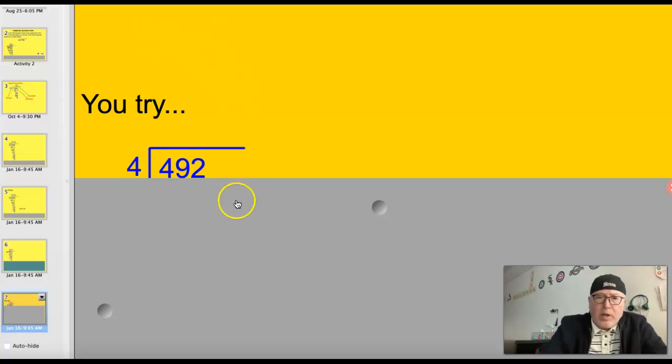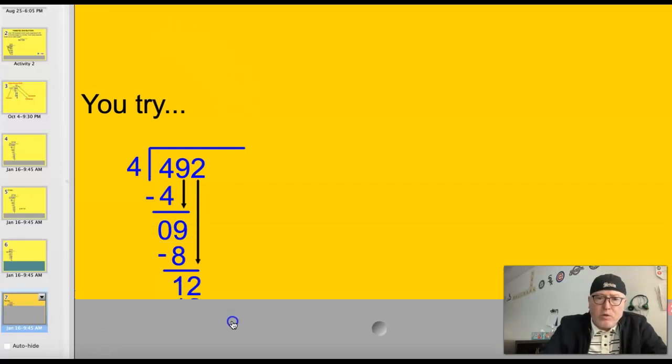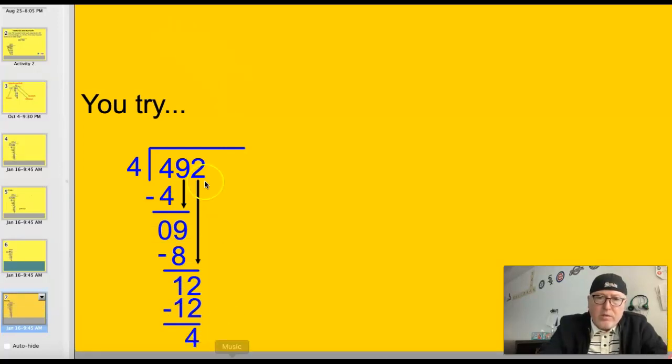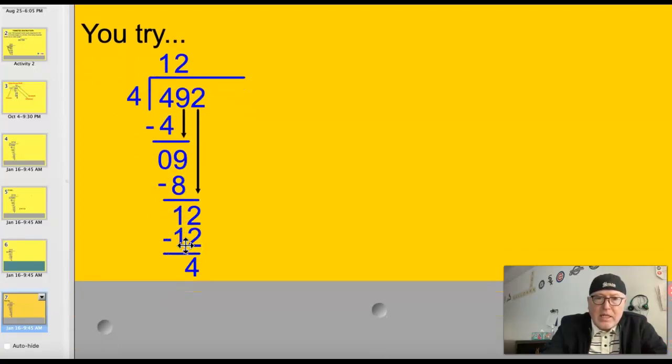All right, well, here's the way it worked out. Scroll down so I can undo these. Does 4 fit into 4? It sure does, 1 time. 1 times 4 is 4. We subtract it, we have 0. We bring down the 9 because we've got 0, 9. Does 4 fit into the 9? It goes in there 2 times. 2 times 4 is 8. We subtract 9 minus 8, we have 1.